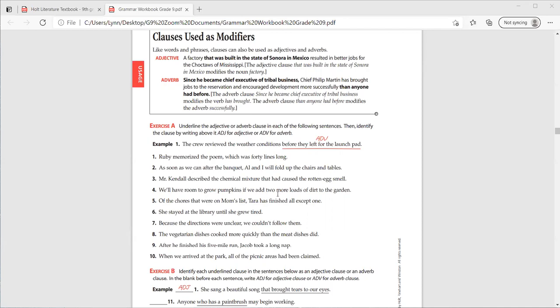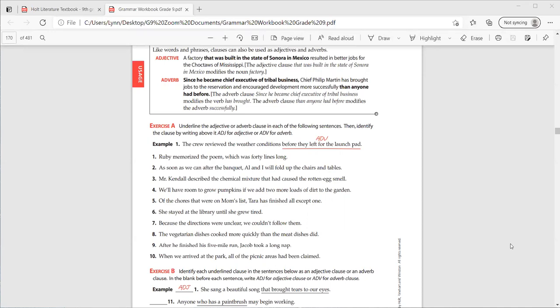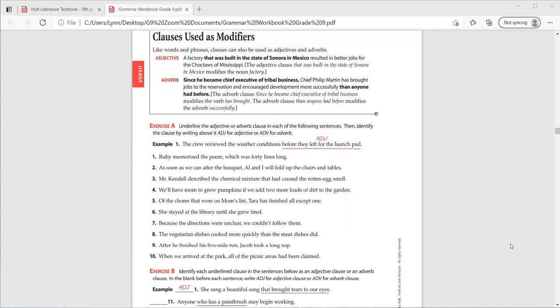Thank you, Miss Lynn. Yes, Miss Lynn, can you please explain what a modifier is? Because I entered late, so I don't know. Okay, it'll be on the Zoom video, but a modifier is a word or word group that makes the meaning of another word or word group more specific.